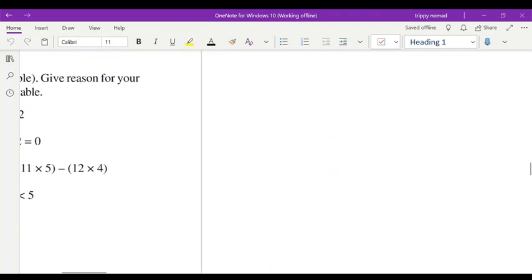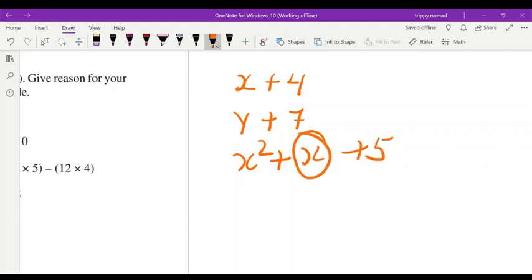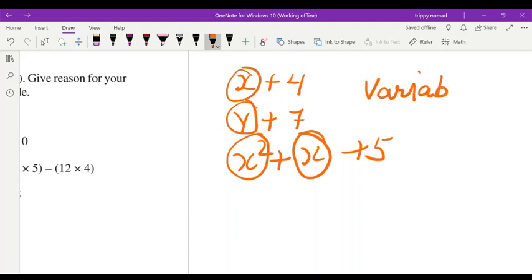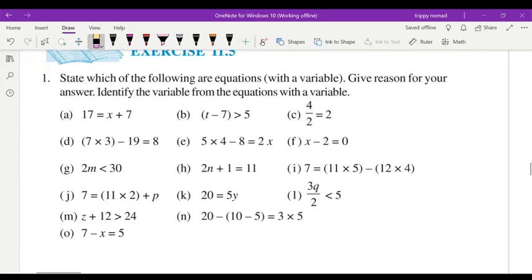Now listen children, what are variables? In the beginning of this chapter, I explained that if we are writing x plus 4, y plus 7 or x square plus x plus 5, all these are called variables. Variable means whose value can be changed. The value will be changeable. That is called a variable.